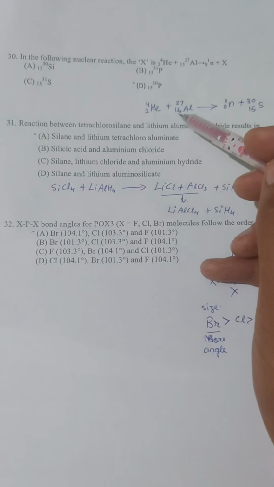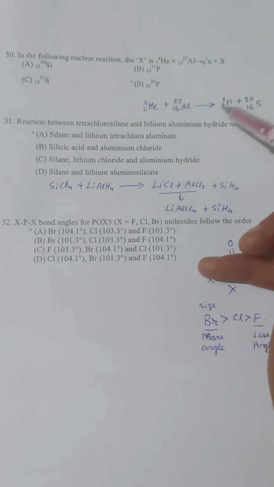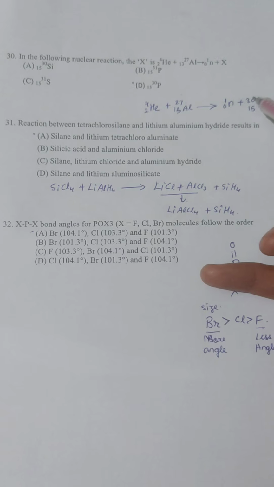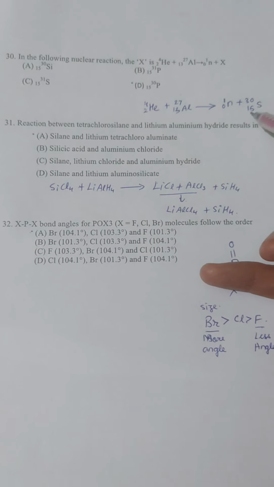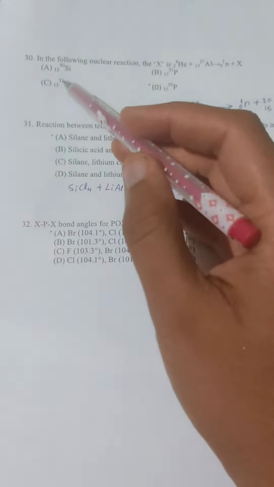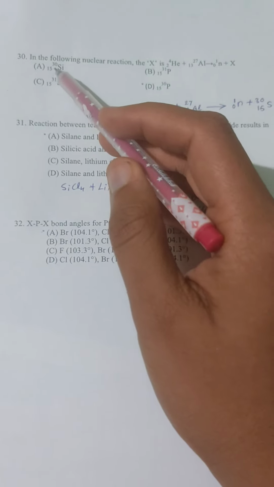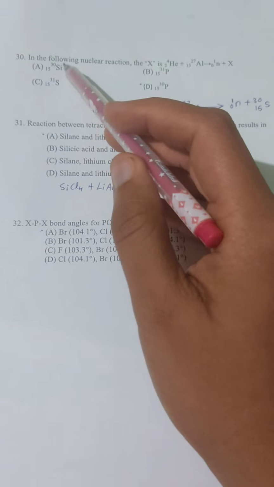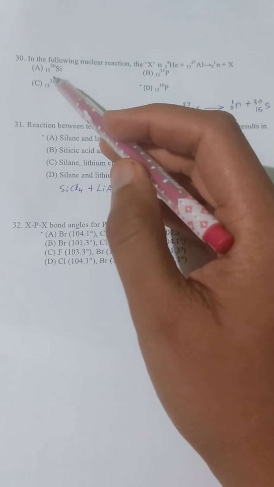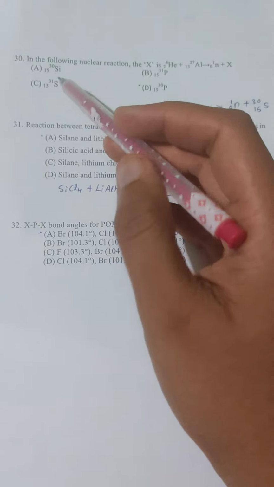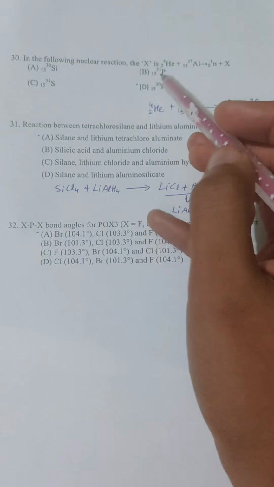2 plus 13 is 15. Here there is no other, so you have to get a compound where 30 and 15 should be there. Here what happens, 30 and 15. 15 is the atomic number. So atomic number 15 is sulfur, and here they have given silicon. This cannot be the answer. Here they have given 31, but as per the calculation we should get 30. So this is also not the answer.